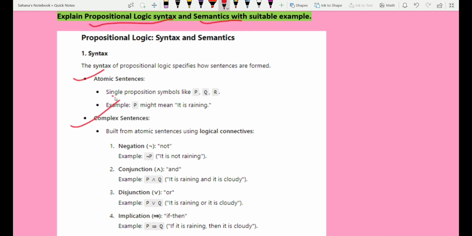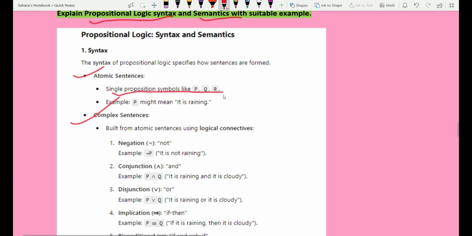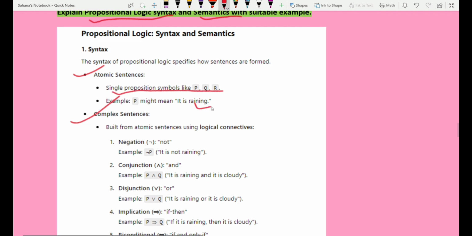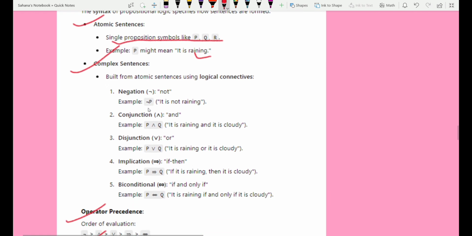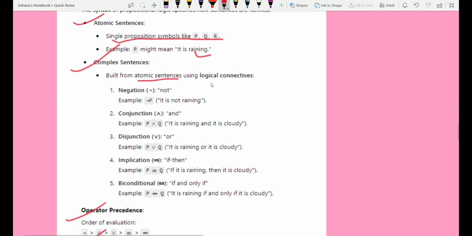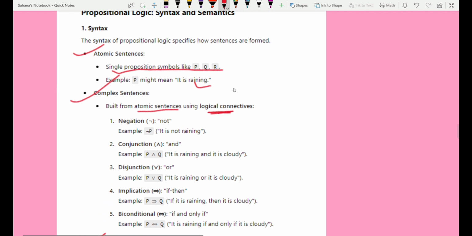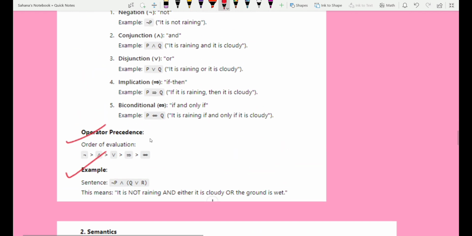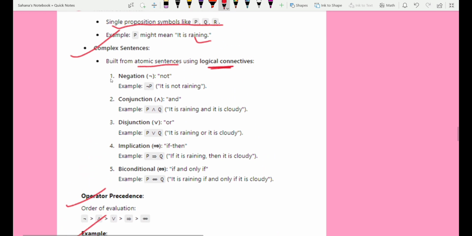Atomic sentences are single proposition symbols like P, Q, R. P might mean something like it is raining or it is dancing. Complex sentences are built from atomic sentences and use logical connectives. There are many types of logical connectives, we'll see. Negation is not. Example, negation P means it's not raining. Conjunction is the and operator. Disjunction is the or operator. Implication is if-then. Biconditional means if and only if. There are 5.